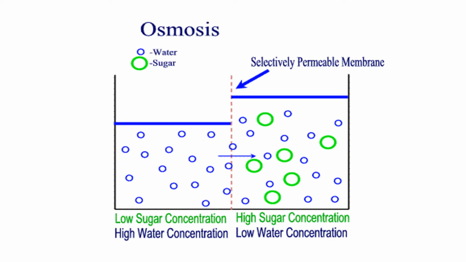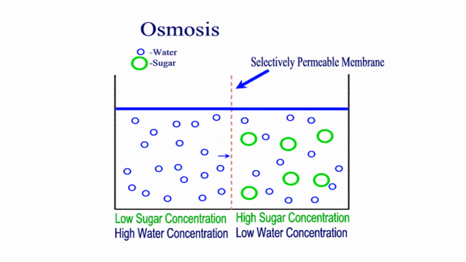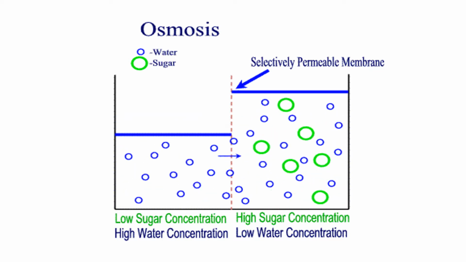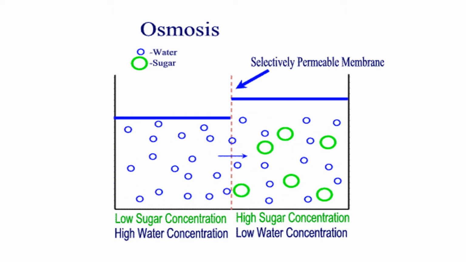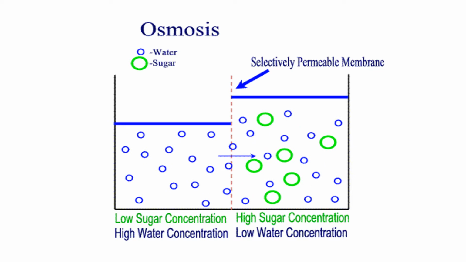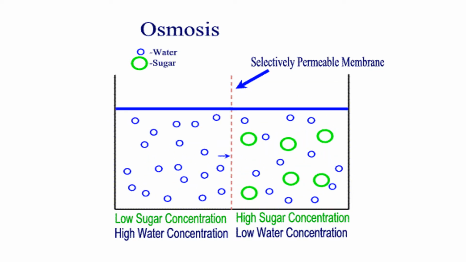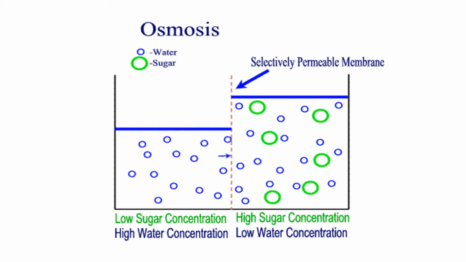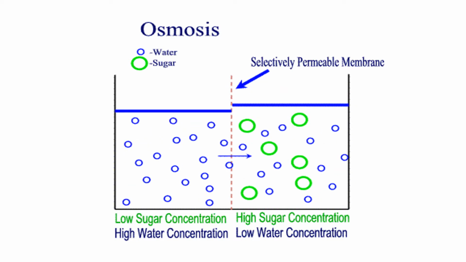This is a schematic diagram of osmosis. Here the solvent water moves from the low sugar concentration side into the high sugar concentration side across a semi-permeable membrane and thus equalizes the concentration on either side.